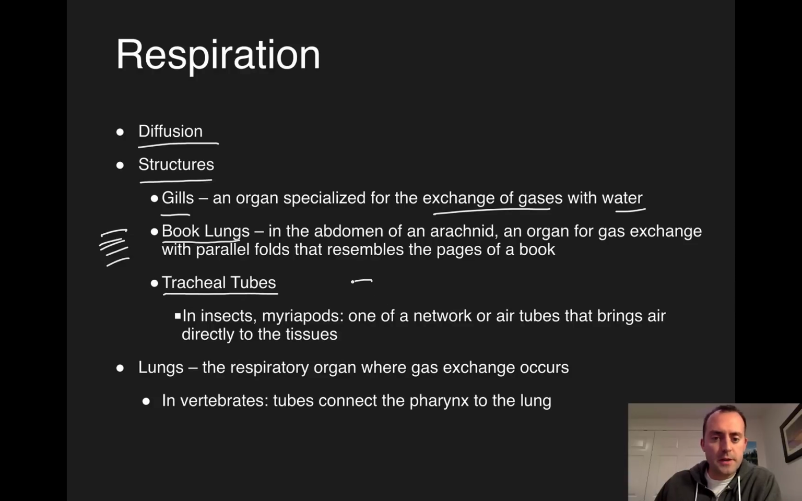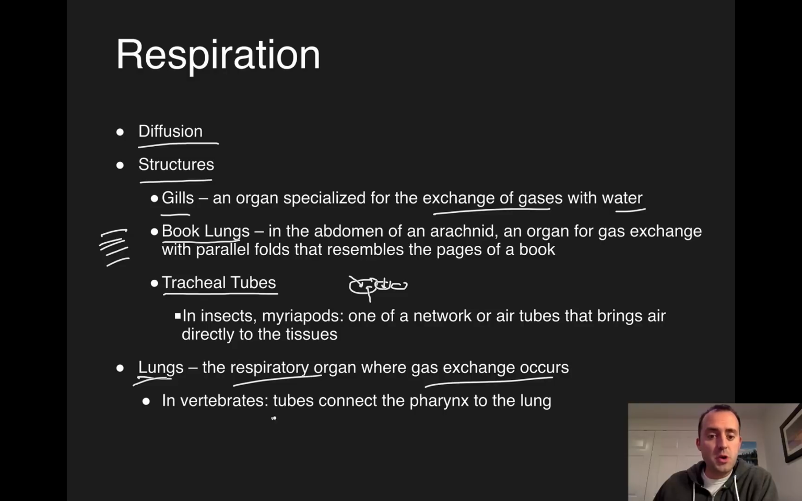So if you look at the insect, I'll draw a very crude ant here. They have these little tiny tubes that allow gas to get into the ant's body tissues and get to the cells that need that gas, especially oxygen. Organisms like us use lungs. It's a respiratory organ where gas exchange occurs.